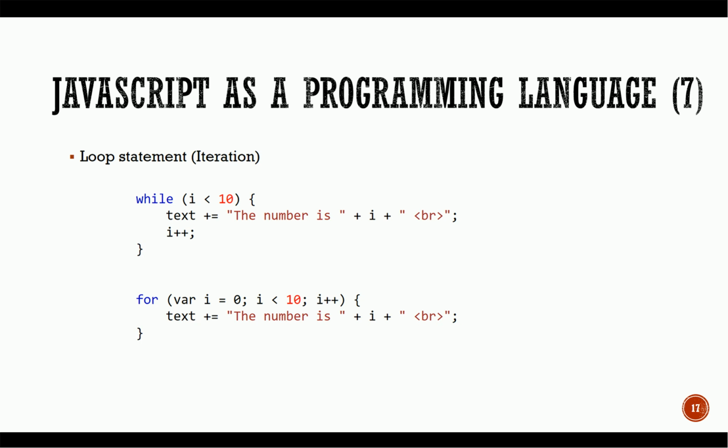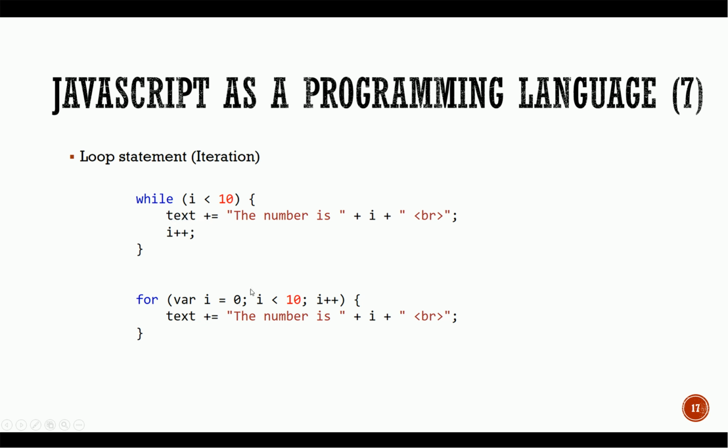So let's look at the example here with the loop statement. The first one we already explained. We increase the counter, and we continuously add the text to the text variable.